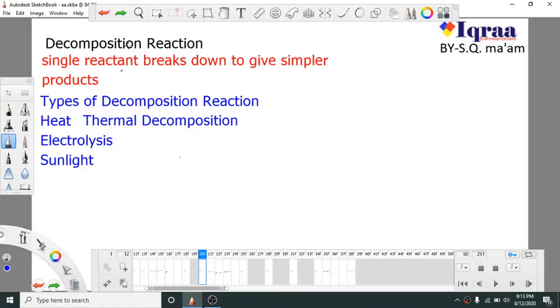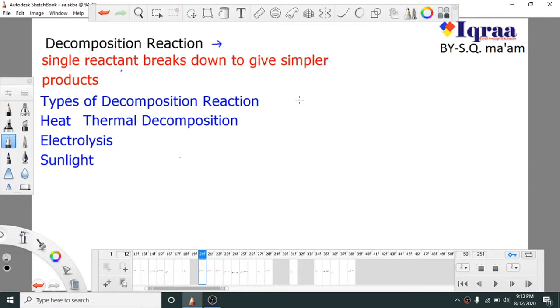Hello everyone. So today we are going to learn about decomposition reaction. Now what is decomposition reaction? So decomposition reaction is when a single reactant breaks down to give simple products.